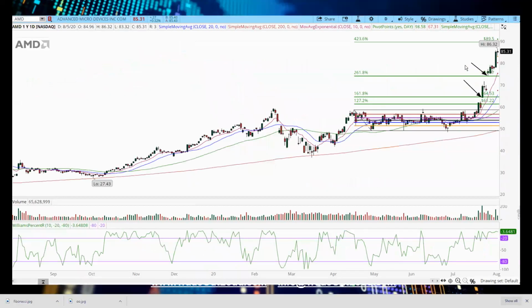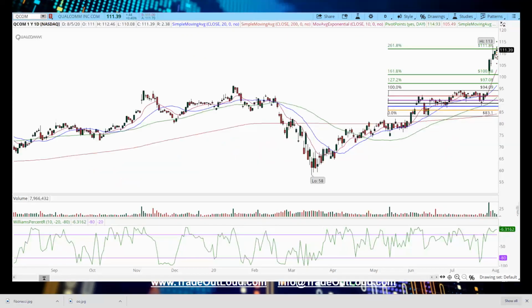I'm going to show you some charts of some stocks that we were in. So this is AMD, 2 trades in AMD. We closed a massive trade in AMD last week. I'm going to show you the results from my portfolio. Massive results in AMD. We picked it up again this week, and look at it go. And it still has room for $89, and this is the Fib extension.